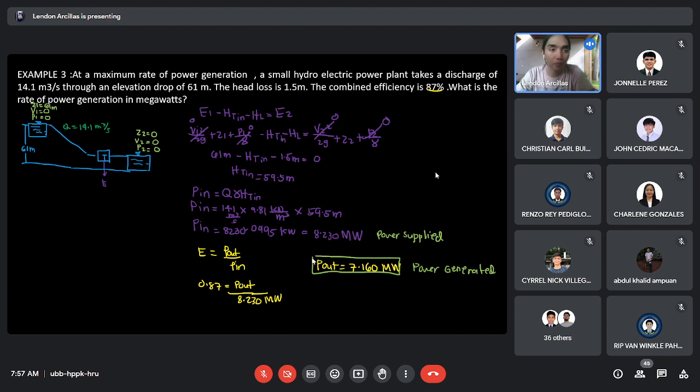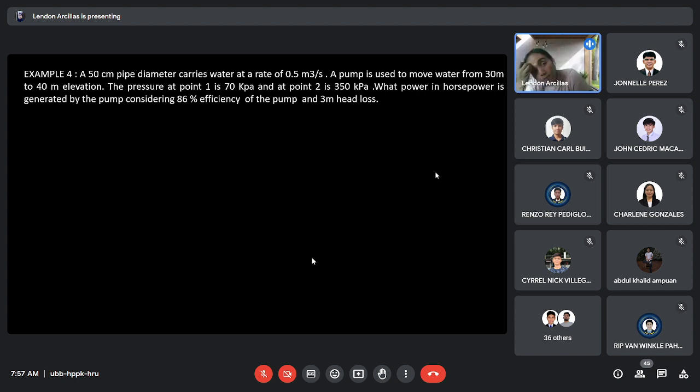Let's proceed to example number 2. A 50 centimeter pipe diameter, with a water rate of 0.5 cubic meter per second. A pump is used to move water from 30 to 40 meters. So the elevation at point 1 is 30, the pressure is 70, and at point 2 it is 350. What power in horsepower is generated by the pump? What is the power generated? Considering 86% efficiency of the pump and 3 meter head loss.